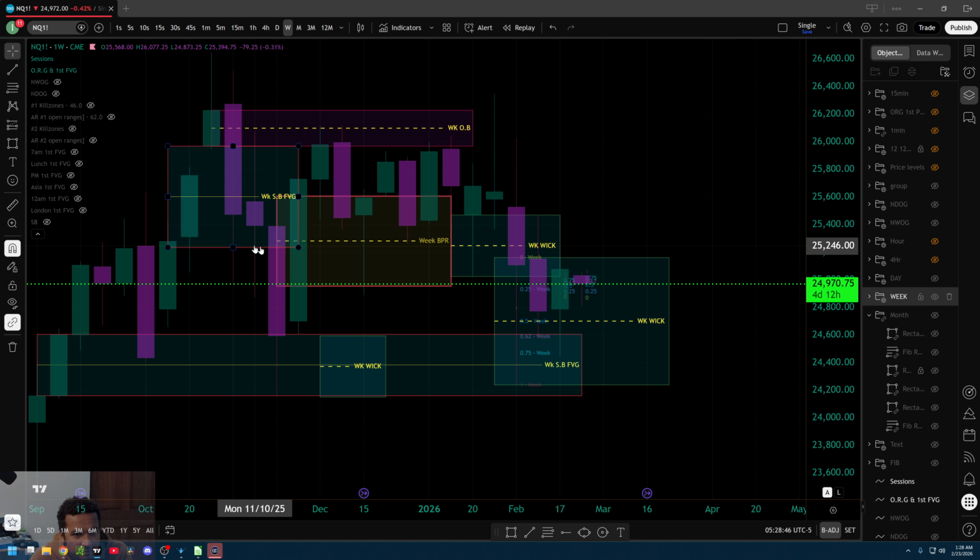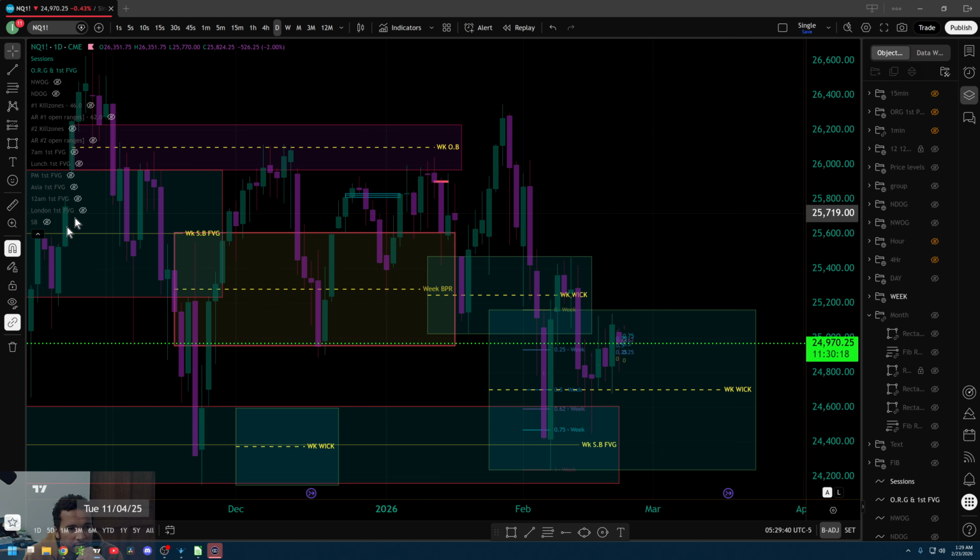There is somewhat of a balanced price range in here, which would act like support or resistance, especially when it overlaps with other PD arrays or dealing range price levels.